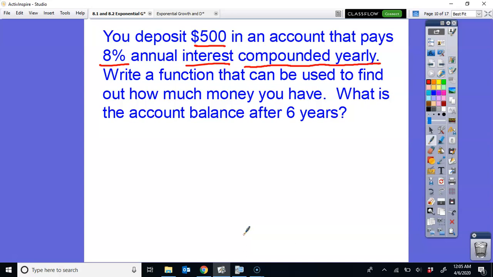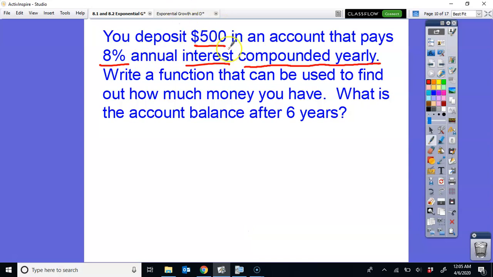So we're going to write a function that can be used to find out how much money you have. Stop there for a second. We're going to write the function first. Then we're going to answer the second part of the question. The reason I'm doing this is because I want you to be able to apply this not just to one problem, but to multiple problems. Not just to find one answer, but to be able to do this for multiple answers.